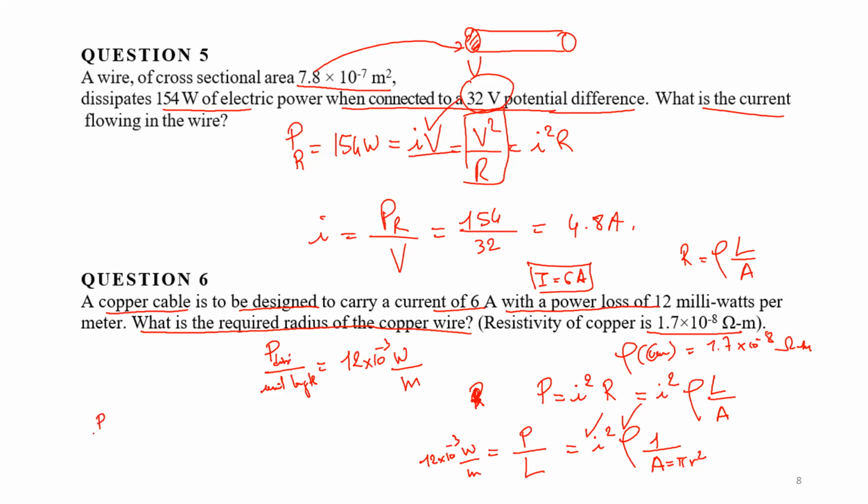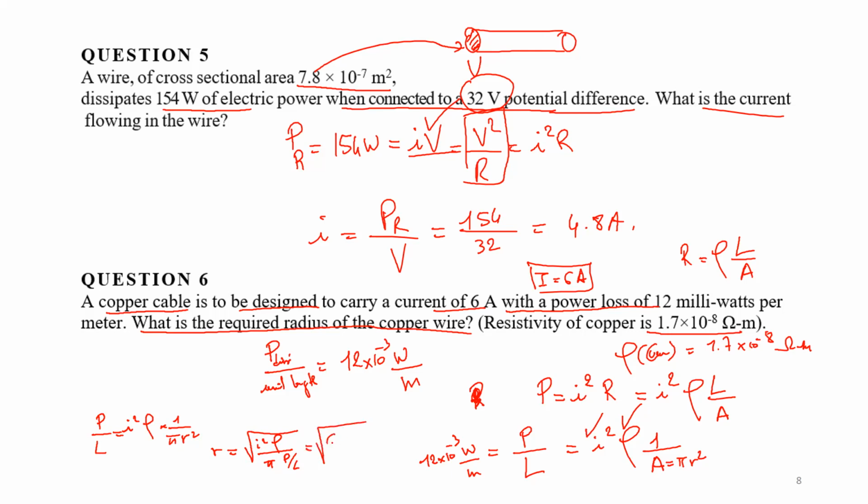So power per unit length is I square rho divided by pi r squared. So I want the r. So r will be equal to what? It will be the square root of I square rho divided by pi. And here, of course, I will have P divided by L. Okay, good. So I know everything here.